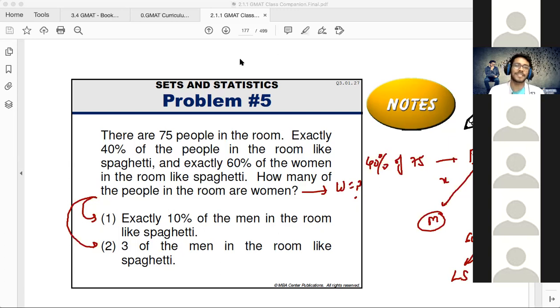So let's say, for example, second option I'll check. Second option seems to be very easy. 3 of the men in the room like spaghetti. So men is how much? 3. So 30 minus 3, that is 27 is women, and that is 60% of the women.